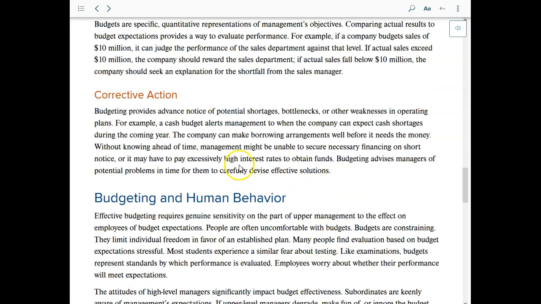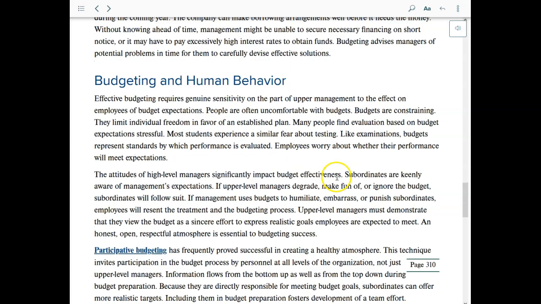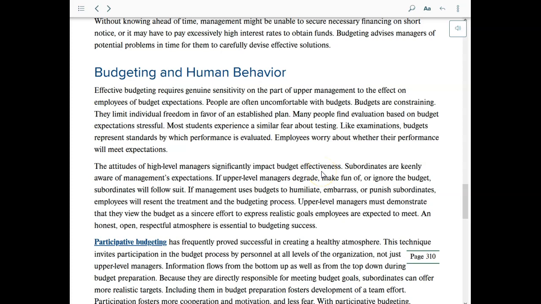Corrective action, this is a big point here. If you're in the production process, then you're going to plan your production for the whole year coming up, month by month. And you're going to see whether you're going to have bottlenecks, whether you're going to have supply shortages. What about cash? Do you have enough cash to pay for payroll and production and so forth? So it helps you look into the future and see where you need to plan ahead, maybe to make borrowing arrangements or whatever.